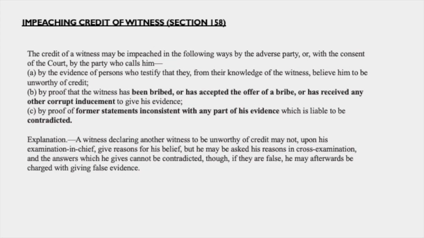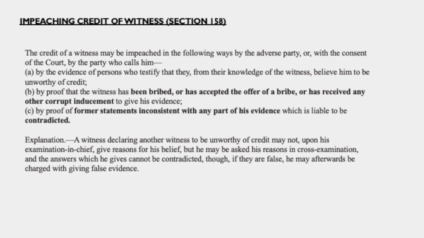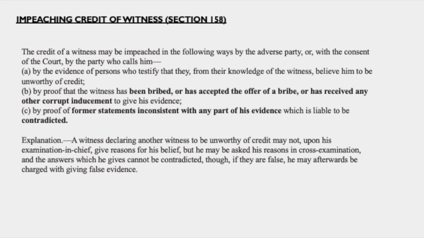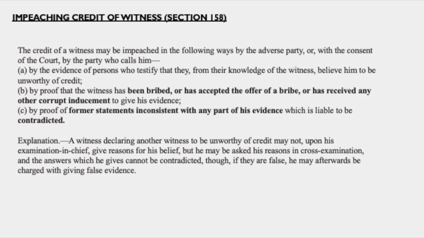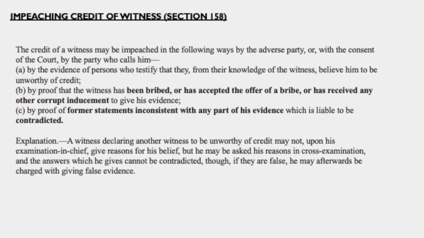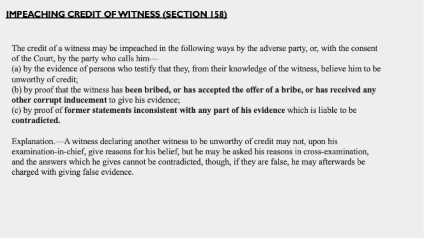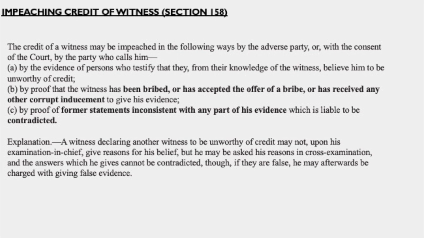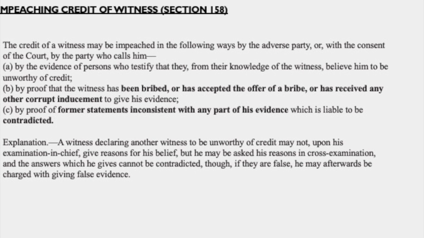The next provision deals with impeaching the credit of a witness, which is dealt under section 158. The credit of a witness can be impeached in the following circumstances. The first is by giving evidence of people who testify that this person is unworthy of credit, you cannot believe him. The second is that he has been bribed or has accepted an offer of a bribe, or has done any other corrupt practices.